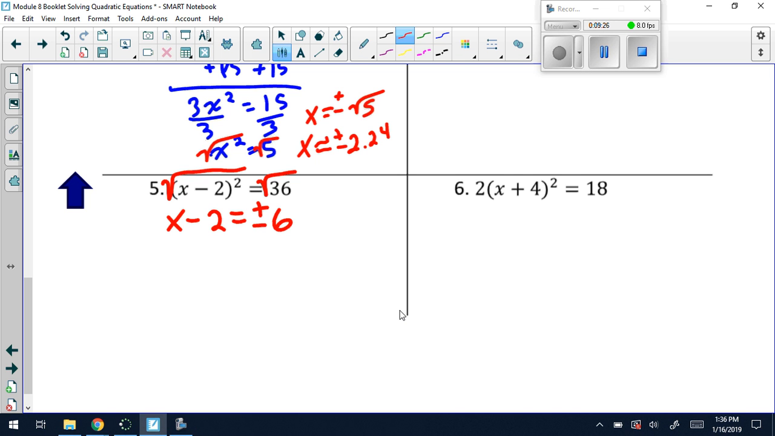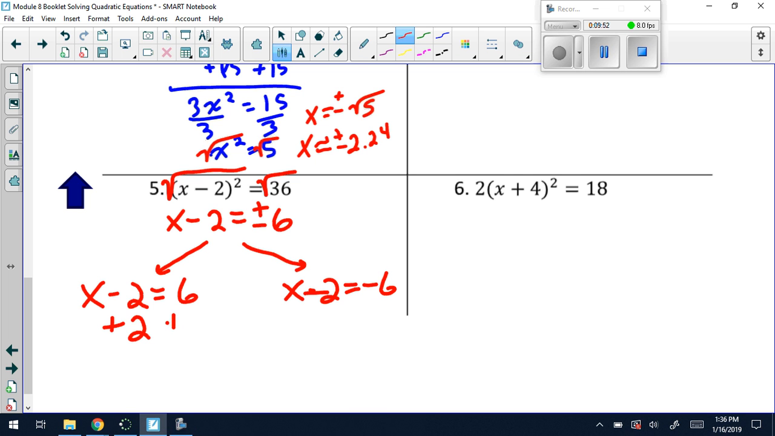Now, on the others, I was done once I took the square root. But notice this time I don't quite have my x by itself. So this one's just a little bit different. I could still take the square root because the whole side was being squared. What I have to do is write it out as 2 equations. The x minus 2 is 6, and the x minus 2 is negative 6. And that gives me 2 equations to solve.